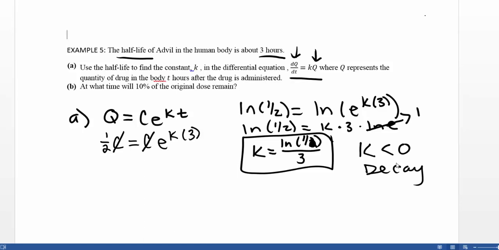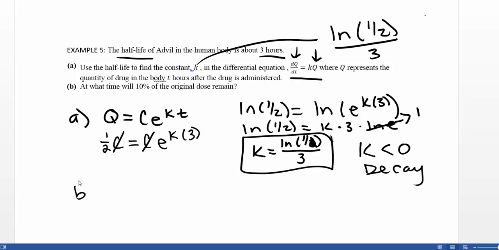Now, I'm going to leave my k as the natural log of 1/2 over 3 because that's an exact answer instead of rounding. So I want to keep it exact to reduce the amount of rounding error. So again, my k is the natural log of 1/2 divided by 3.